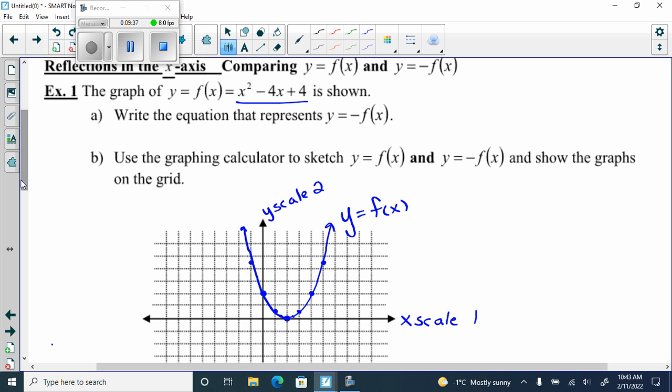Now it says write the equation y equals negative f of x. What that means is I can go y equals negative, and then in for f of x I can put in this, because that's f of x, correct? So y equals negative, and then f of x, x squared minus 4x plus 4. So y equals negative x squared plus 4x minus 4.